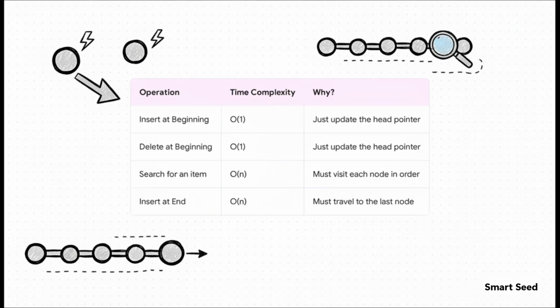What if you want to find an item somewhere in the middle, or add one to the very end? Well, you have to start at the beginning and walk through every single node to get there. That's O of n, or linear time. The time it takes gets bigger the more items you have.